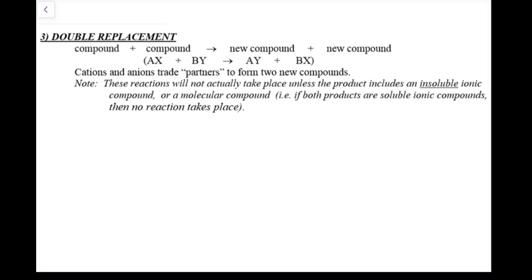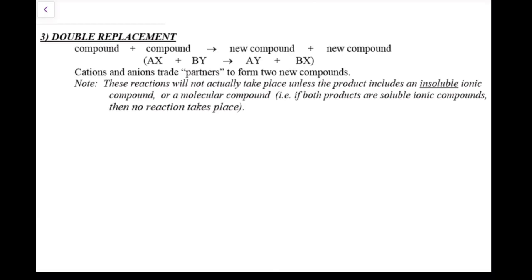Okay, so now we're on to our third reaction type, double replacement. So single replacement was a lone element replacing an ion in a compound. Double replacement is where we actually have two different compounds where the ions are basically like trading partners.